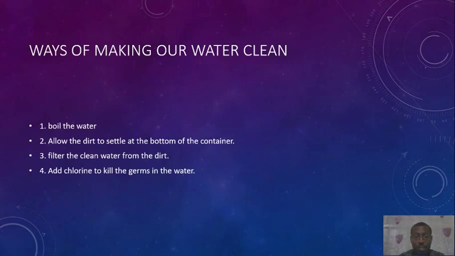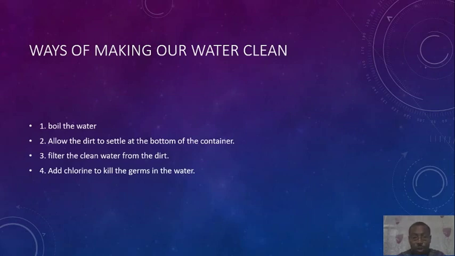Now, after the dirt has settled at the bottom, the next thing you do is to filter the clean water from the dirt. Some people have a sieve, like a white cloth. They put it around the pot or the container. While they are pouring it, the clean water will be flowing out, while the dirt will remain. So you filter the clean water from the dirt.